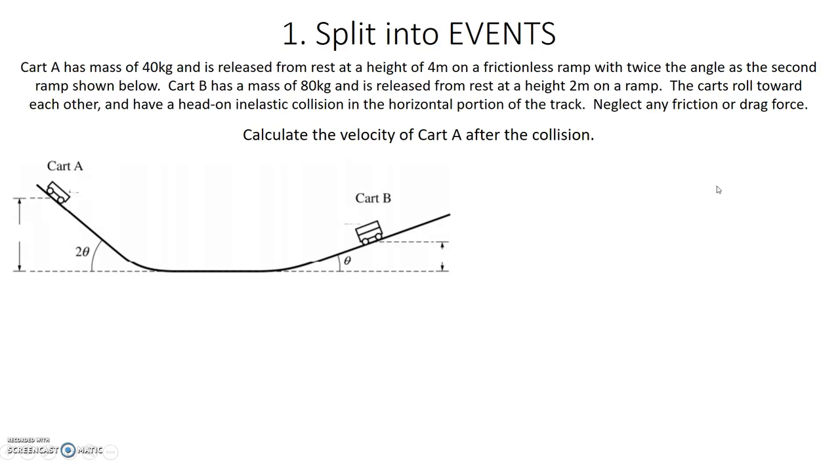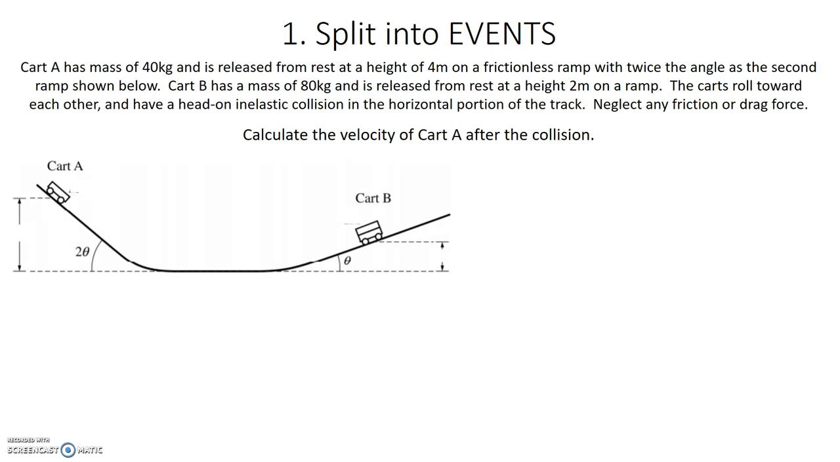So we have a problem here where we have a cart of 40 grams being released from rest at the top of this hill. Notice we don't have any friction, so that's going to be a really big help for us. It is going to slide down the incline. Cart B is going to be doing the same thing. It's going to start from rest, and it's going to slide down the incline as well. So as they roll towards each other, they're going to have a head-on inelastic collision in this part of the track, and we're told to neglect any friction or drag force. So our overall goal is to figure out the velocity of cart A after they collide.